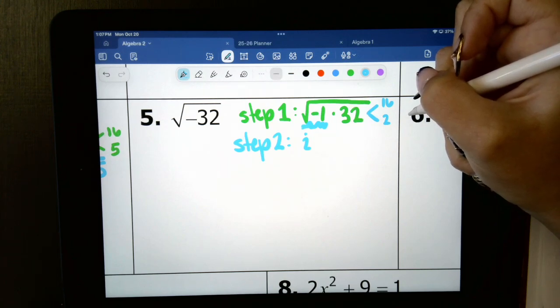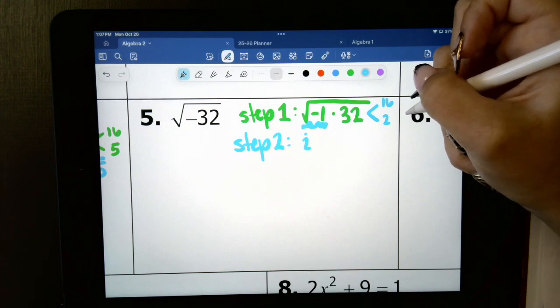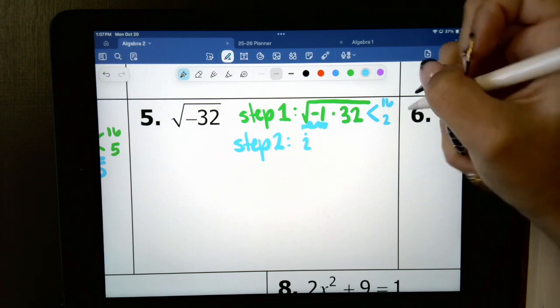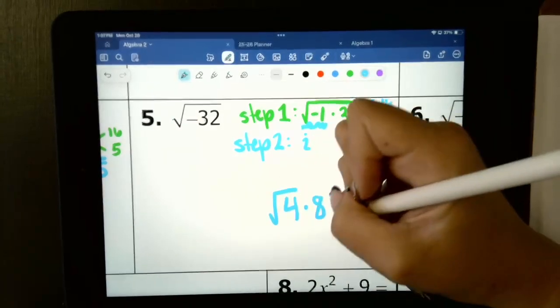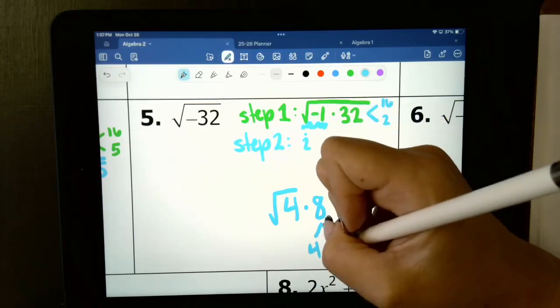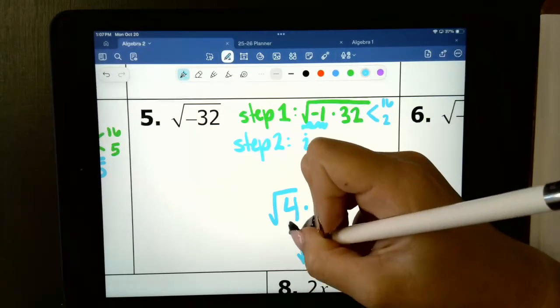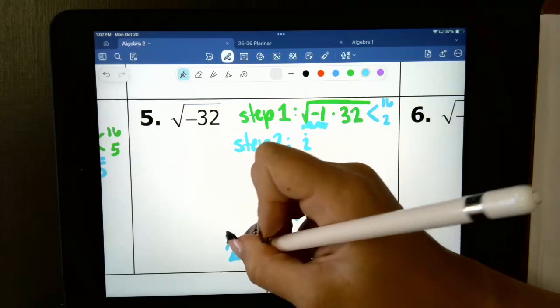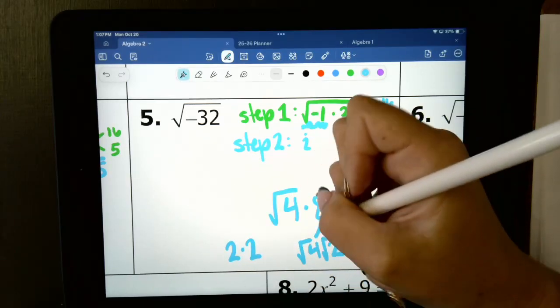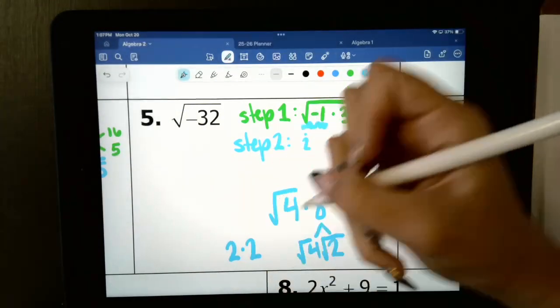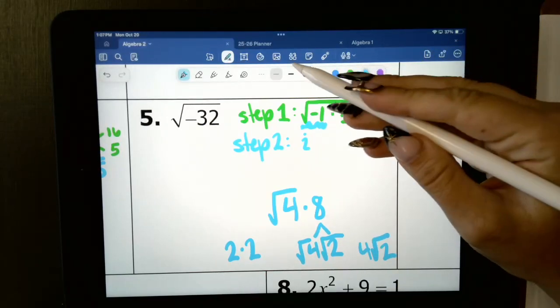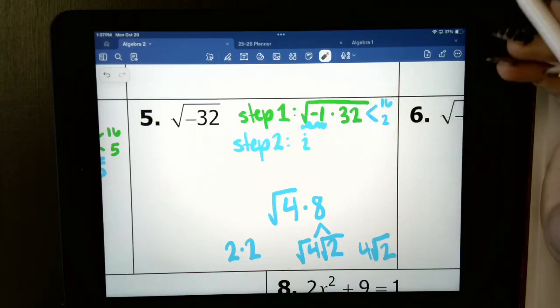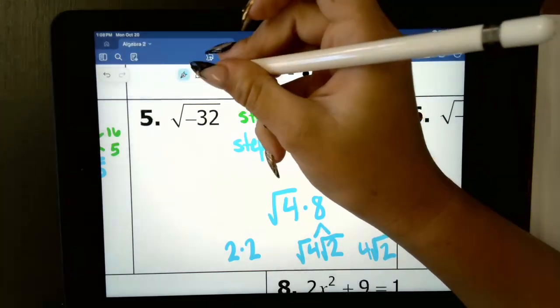And 4 is a perfect square, so if we had 4 times 8, we would be able to break this down into 4 and 2. So then we would just have 2 times 2 and then the square root of 2. So then we would just have 4 square root of 2, which is what this is up here. Does that make sense?